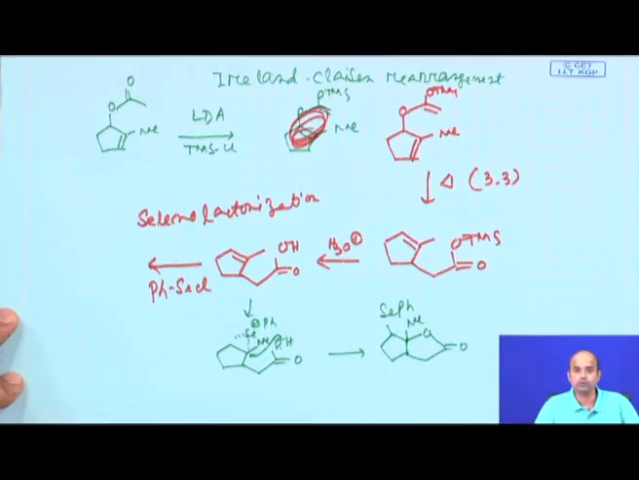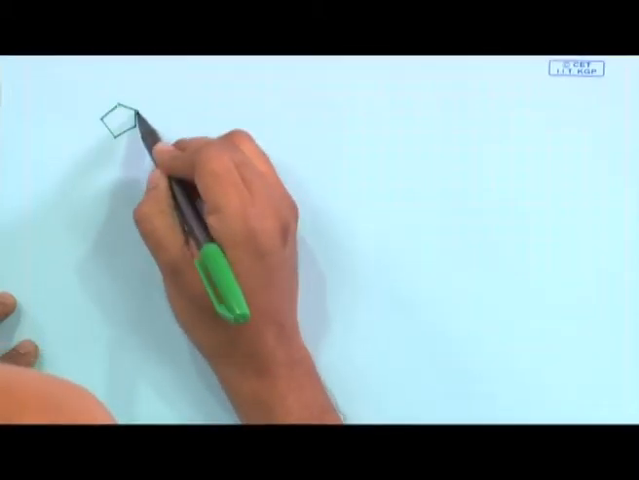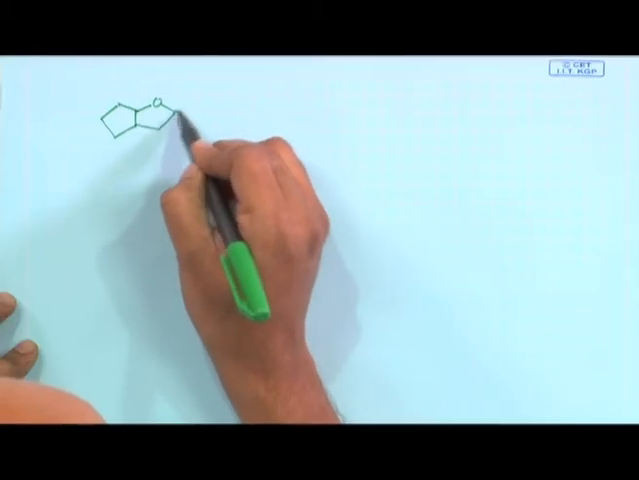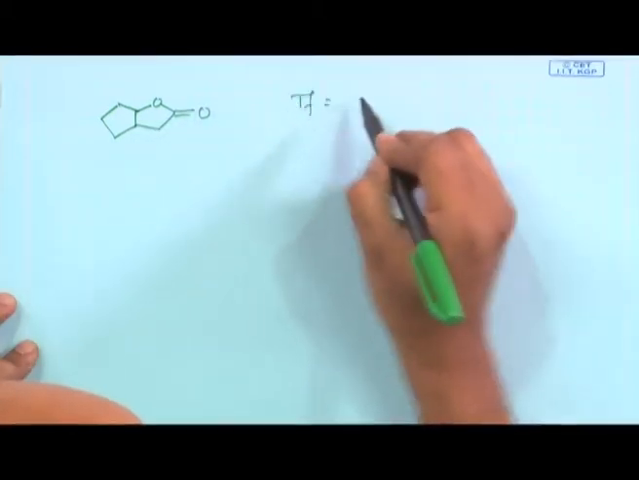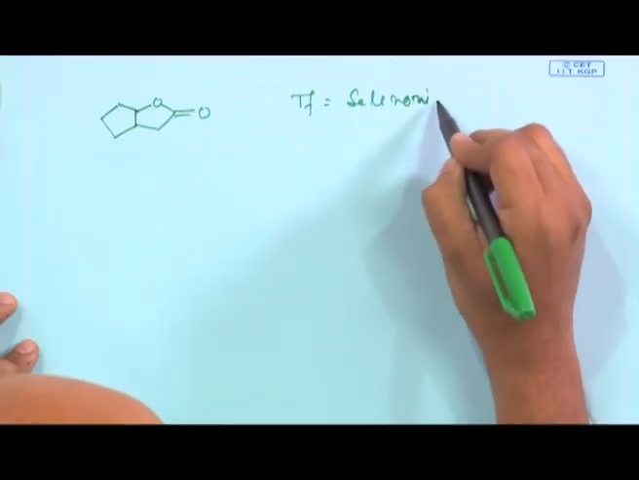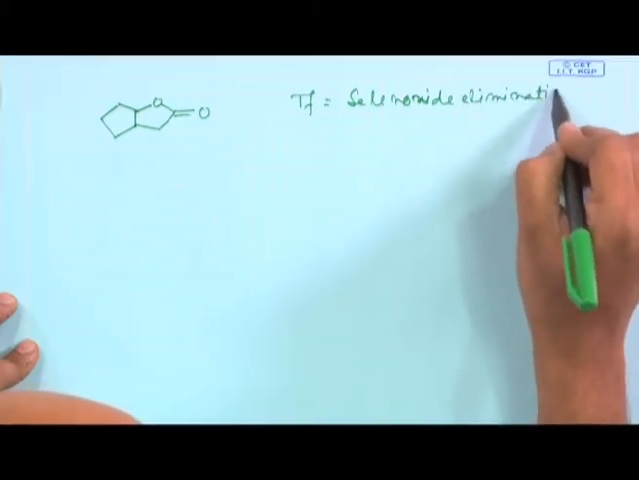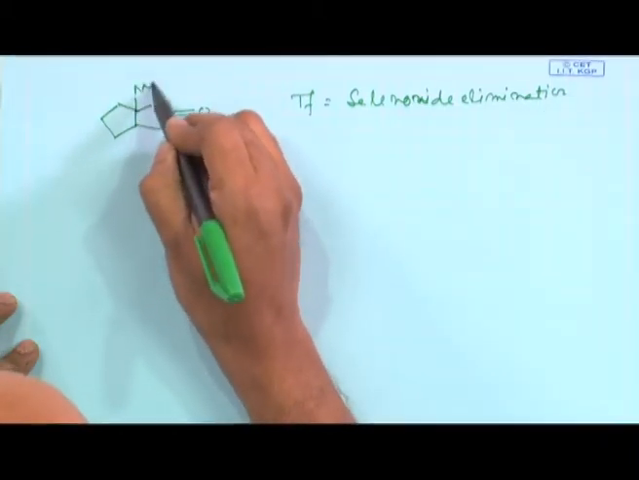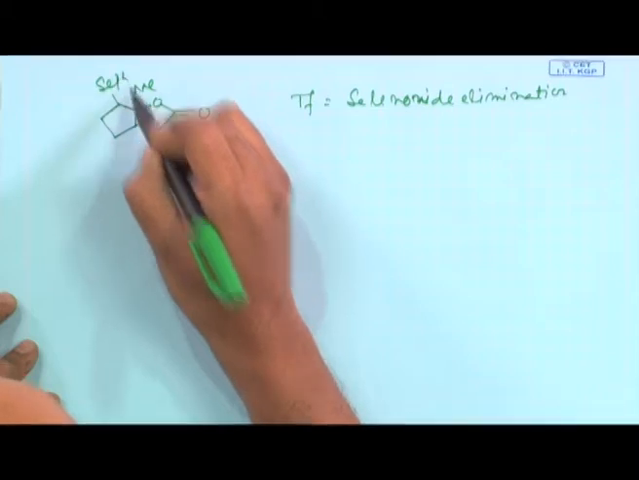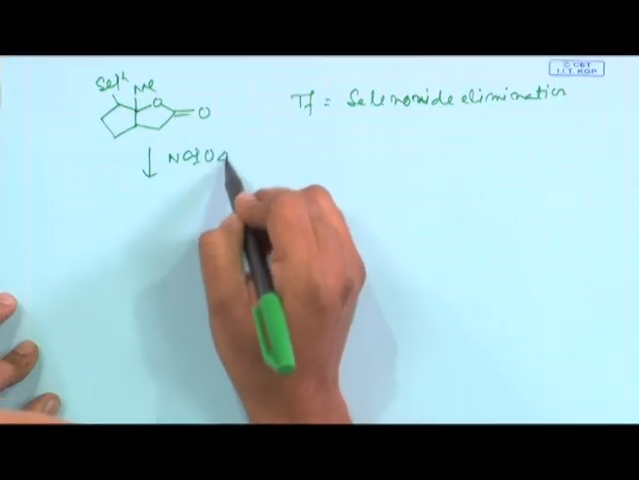The next step is you have to get rid of the selenium. For that purpose, there is a useful transformation called selenoxide syn elimination. The transformation we will be using next is selenoxide elimination. What it is exactly: you treat this compound with sodium periodate, which basically oxidizes the selenium first.